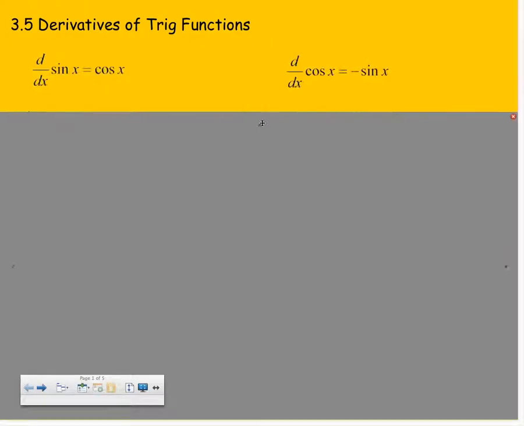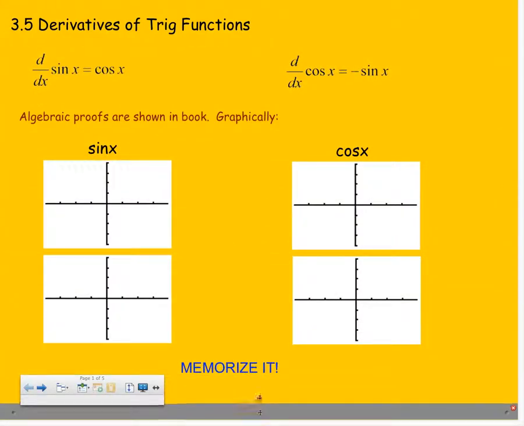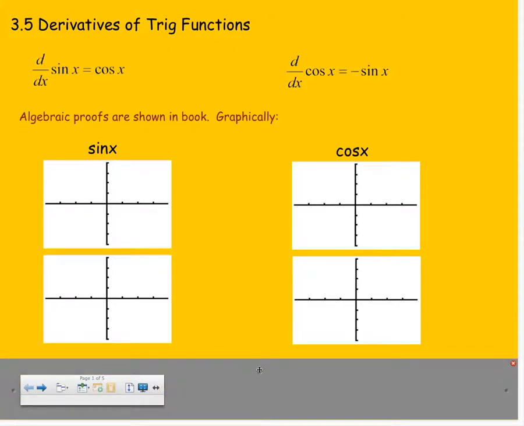All right, so section 3.5, derivatives of trig functions. What we're going to learn first is that the derivative of sine is cosine, and the derivative of cosine is negative sine. So I'm going to give you a minute to copy that down. Okay, so I'm going to say it again here. The derivative of sine is cosine.